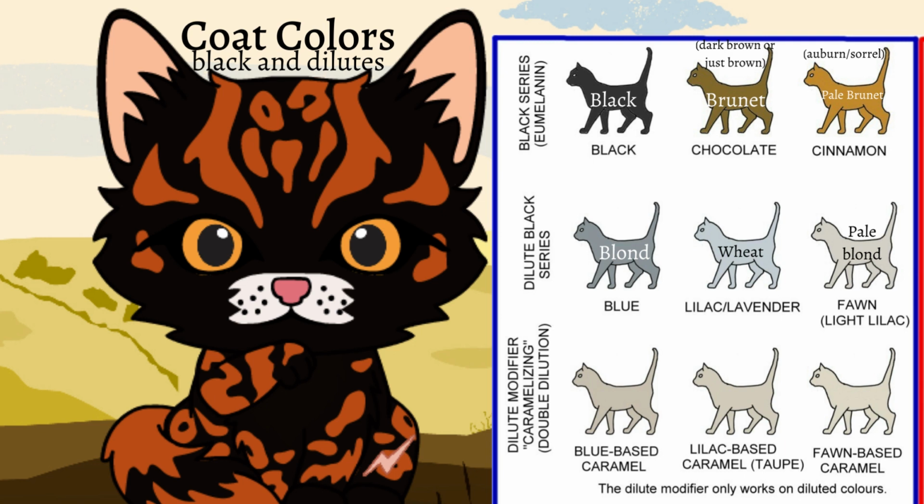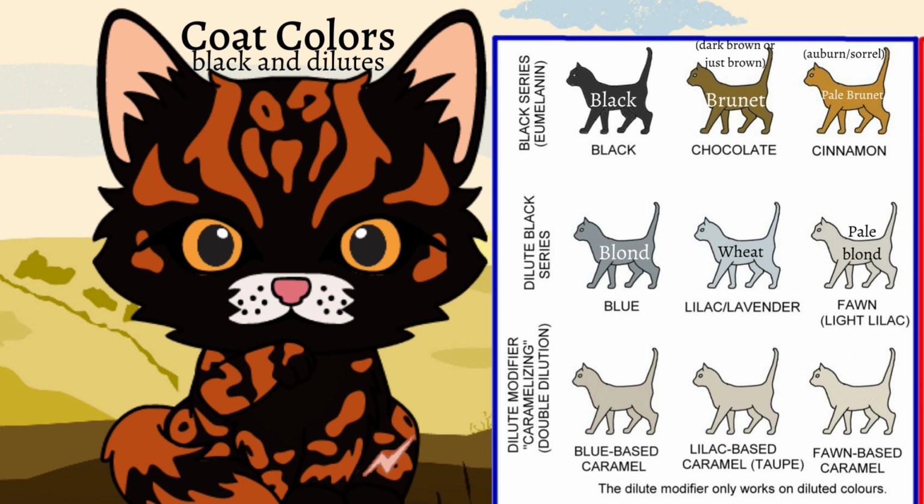One of these is a brown called chocolate, which is similar in appearance to brunette in humans. The second form of the black color in cats is cinnamon, which can be confused with red when one looks at it, though cinnamon tends to be a bit darker than actual red.